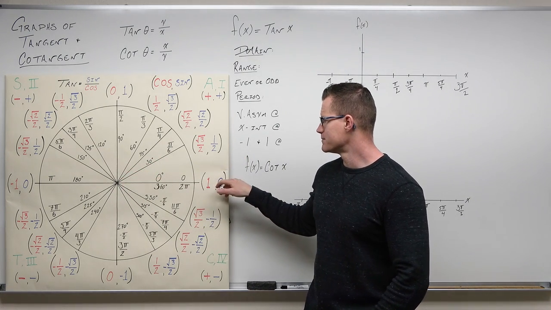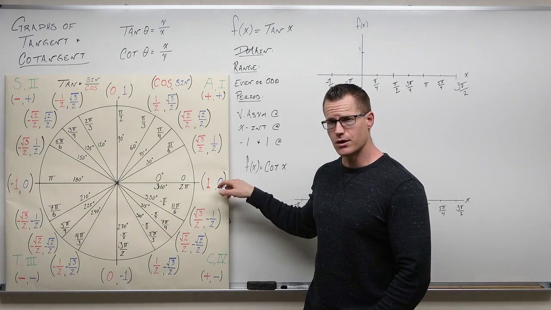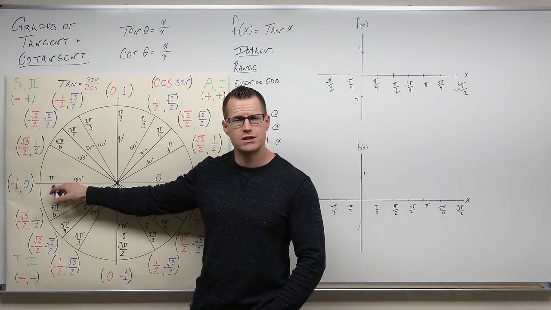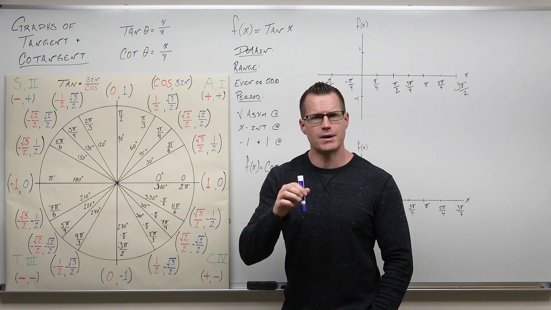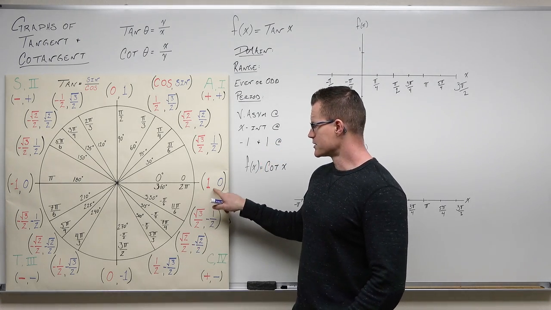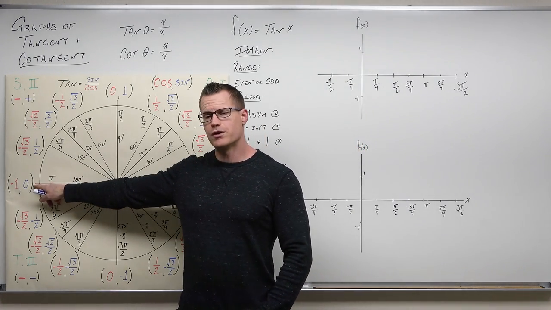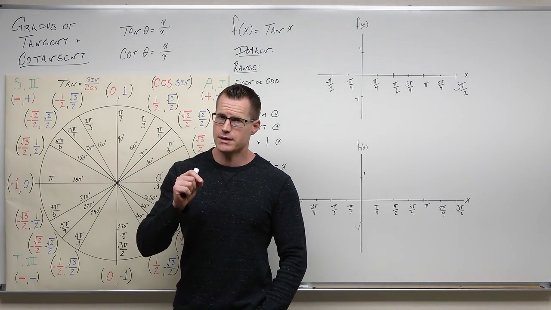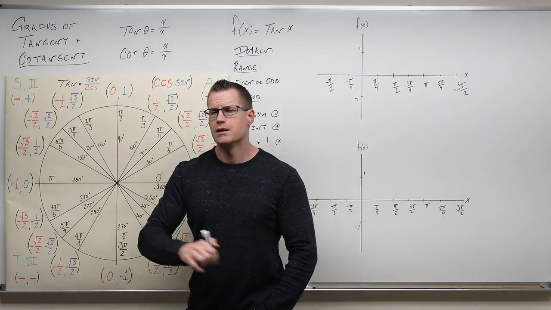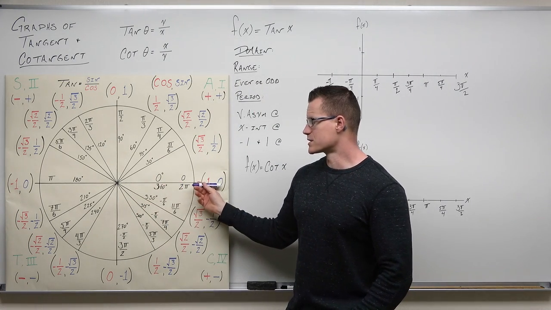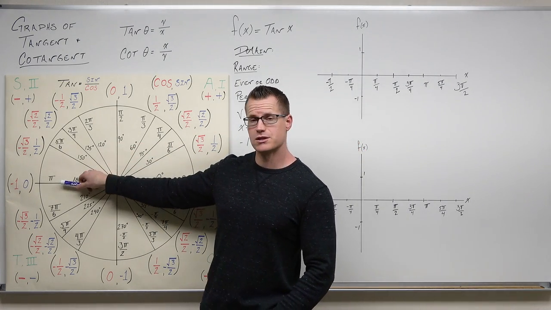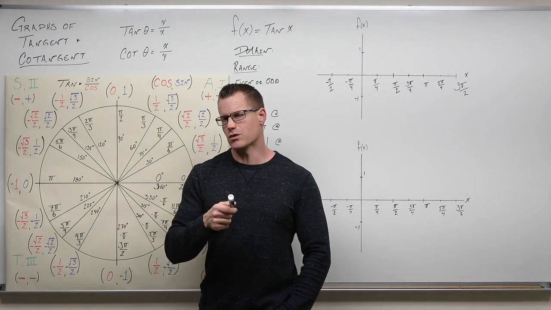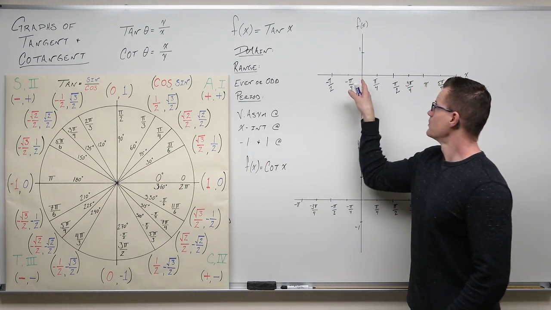Well, the first one is here at zero. So tangent of zero is going to give us zero. Tangent of pi is going to give us zero. Why? Well, because tangent compares the y-coordinate over the x. Zero over one is zero. Zero over negative one is zero. And those are the only two places on a unit circle where the y is zero and the x is not. So we'd have tangent of zero is zero over one. Tangent of pi is zero over negative one. Those are both zero.